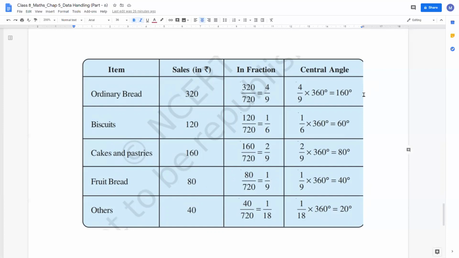As I told in the previous question, we can check here. Adding all these degree measures of the central angles, you should get 360 degrees, then it is correct. 160 plus 60 plus 80 plus 40 plus 20 equals 360 degrees. So our calculation is correct. Now we can draw the pie chart.